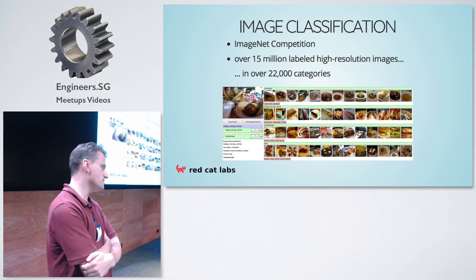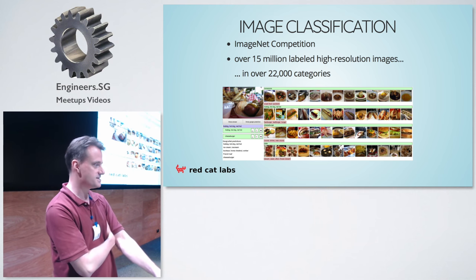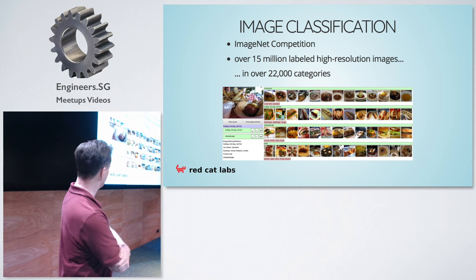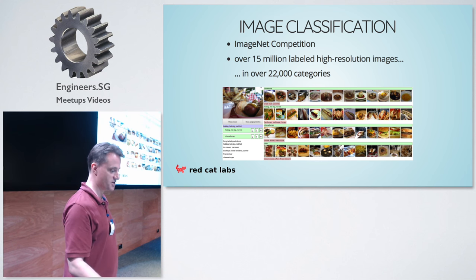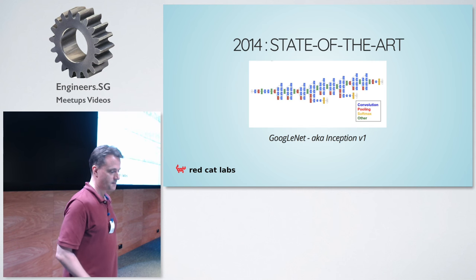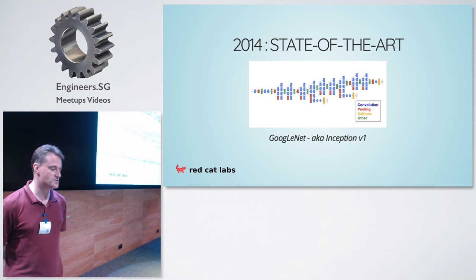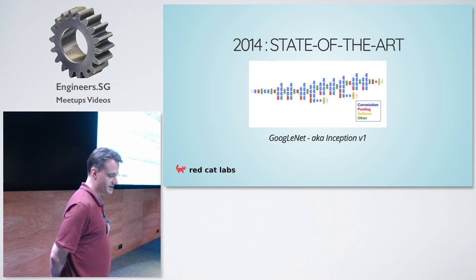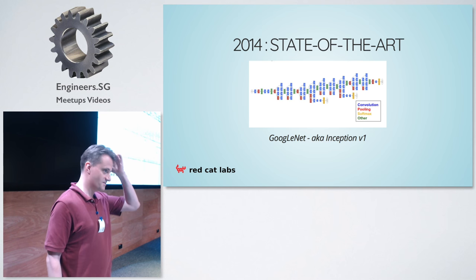So there you need a committee of humans. And the way that they labeled these things is by running it on Mechanical Turk and asking people, what category is this cheeseburger in? So the network we're going to use here is a 2014 state-of-the-art. It's called Google Lunette, also called Inception version 1.